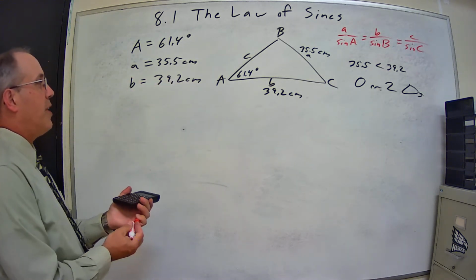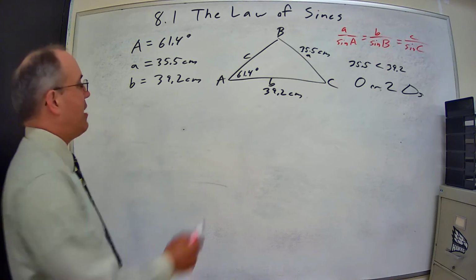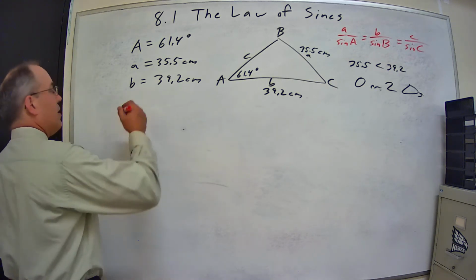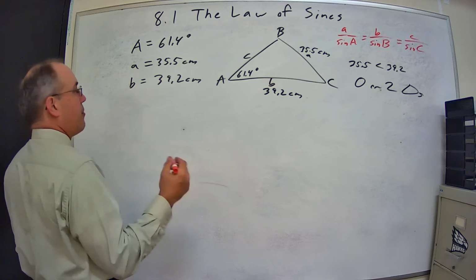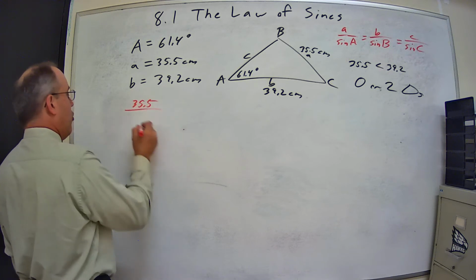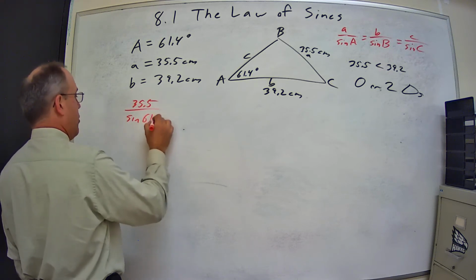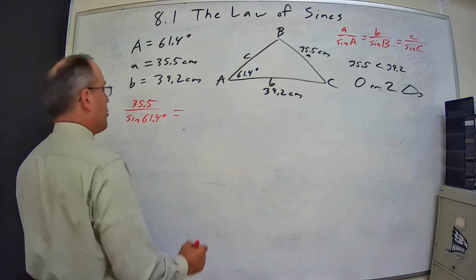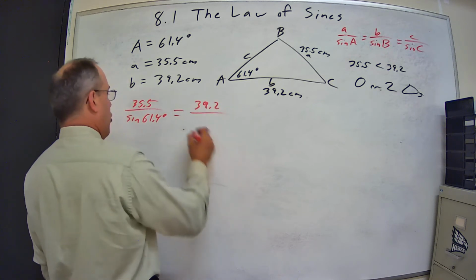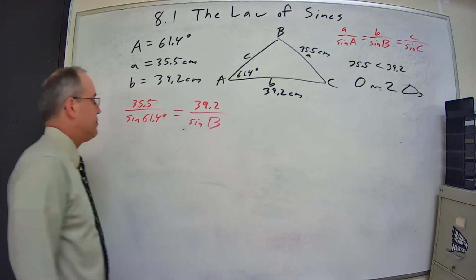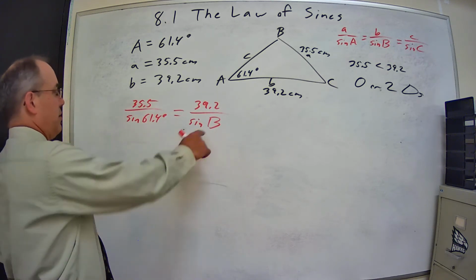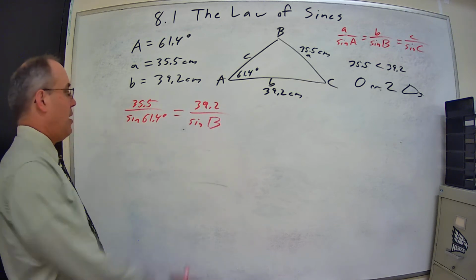So our first step, since we have side A and angle A, and side B, we're going to use law of sines to find angle B. And I'm not going to write out the law of sines this time, I'm just going to put it together. So side A is 35.5 over the sine of A, which is 61.4 degrees, is equal to side B, 39.2 over the sine of B. So if this isn't going to work, we should run into a problem right away with finding B.